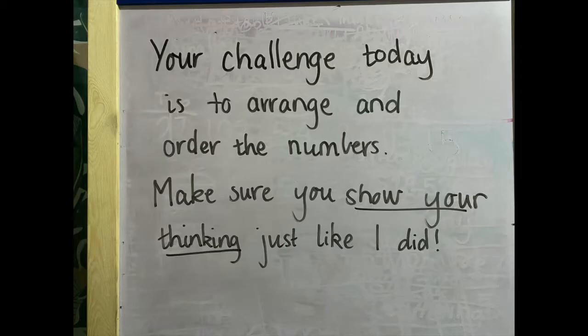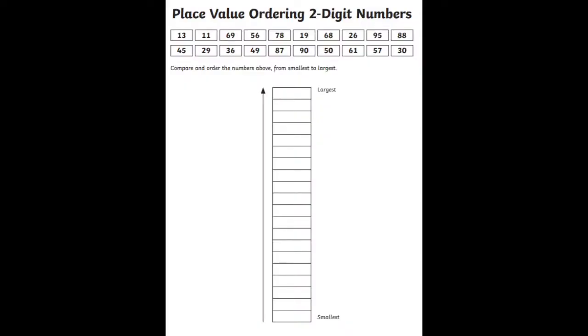Your challenge today is to arrange and order the numbers. Make sure you show your thinking just like I did. Draw out a place value chart and order the numbers into the correct spots. Pause the video here to write down and remember these numbers. Using your place value chart, order the 2-digit numbers. Make sure you look in that tens column to make sure you know which number is the biggest. Then look to the ones column to check.